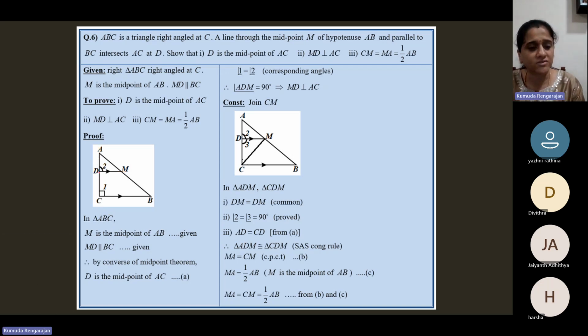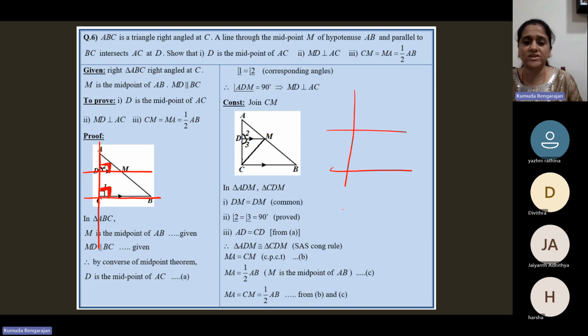That's because they're corresponding angles. See, parallel lines, transversal. This is 90 because it's a right triangle, right angle at C. So this is also 90, because corresponding angles are equal. So because it's 90 degrees, MD is perpendicular to AC.